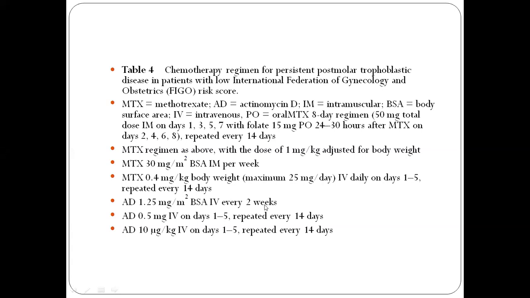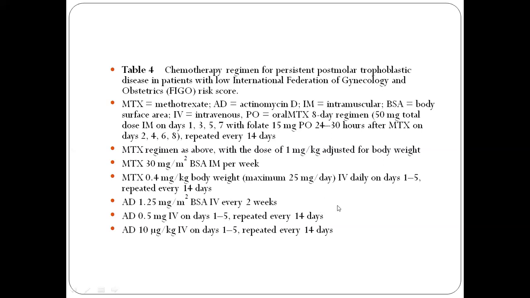So this is done until the beta HCG levels become negative. So once you have the first negative, and negative is beta HCG of less than 5 international units per ml, so if you have a single reading of below 5, then you give 2 more cycles of chemotherapy, what's called a consolidation dose, before you stop. This is to avoid recurrence of this particular tumor. So this is in patients who are scored as low risk.